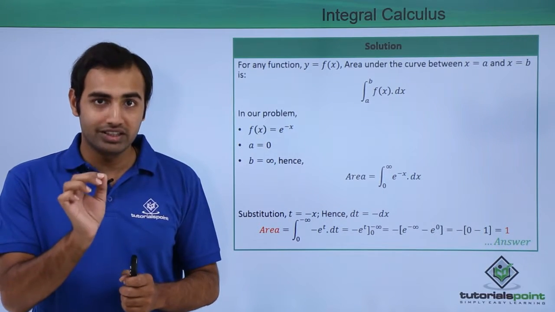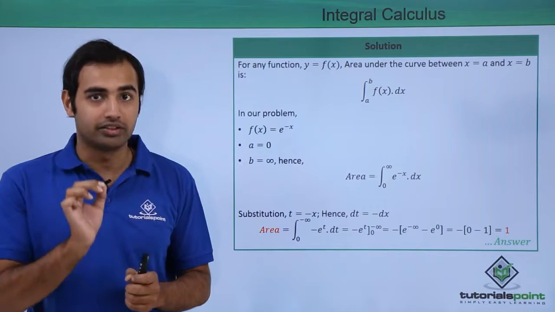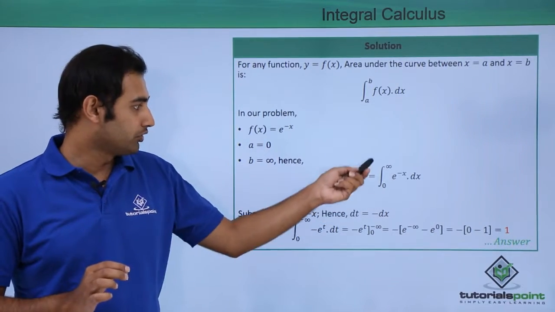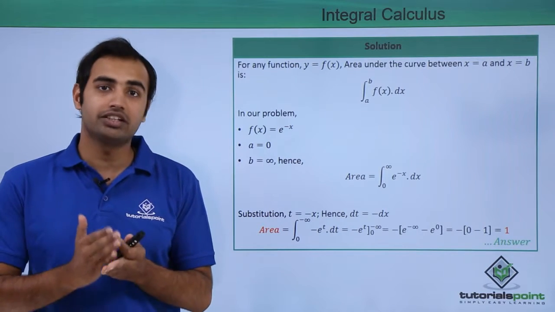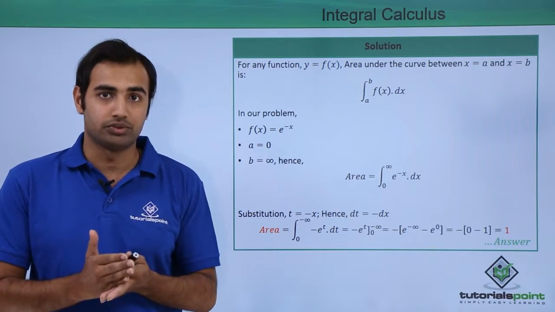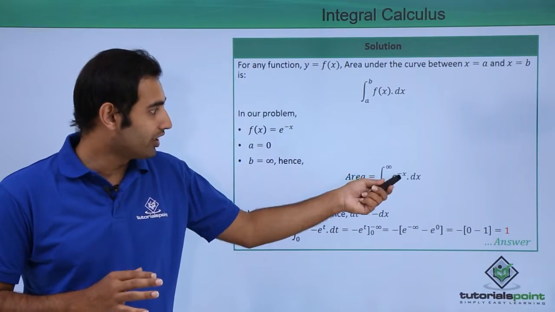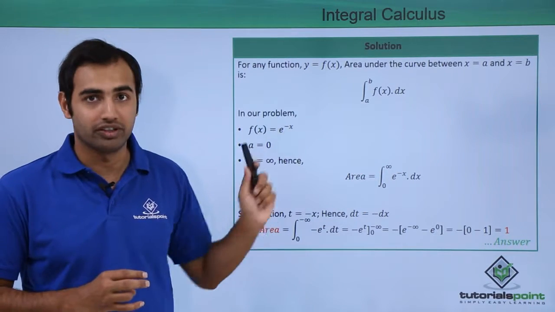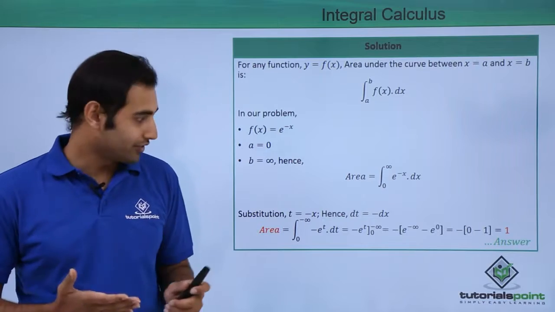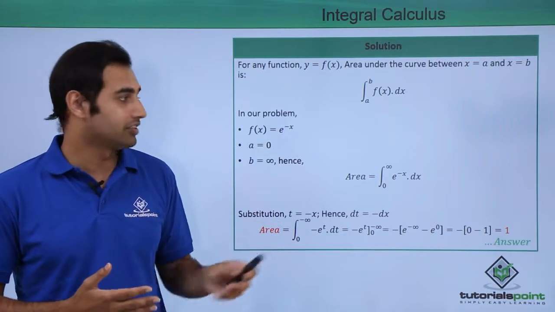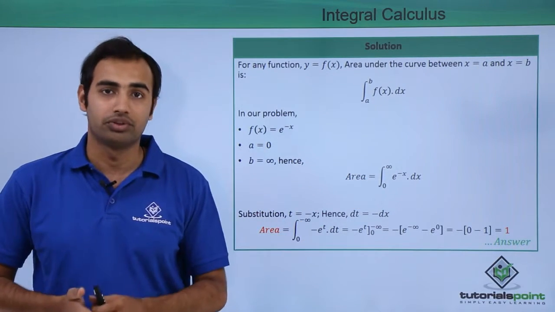Here you would have seen a small change in the limits, because originally my limits were 0 to infinity and now my limits are 0 to minus infinity. We always have to make a change whenever we do a substitution, because over here we have x varying from 0 to infinity and our t is equal to minus x. So, our t has to vary from 0 to minus infinity, which is just the negative of our original limits.